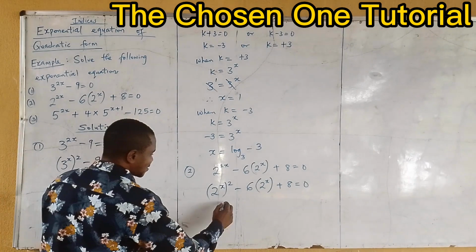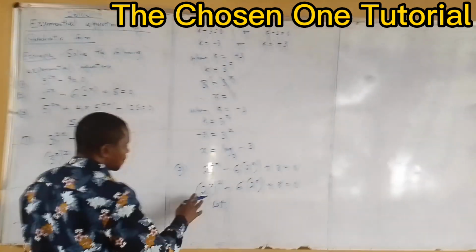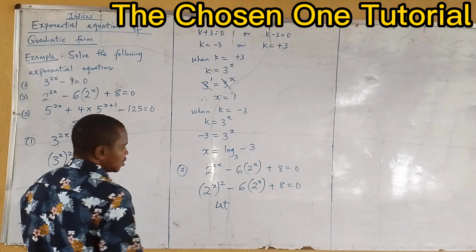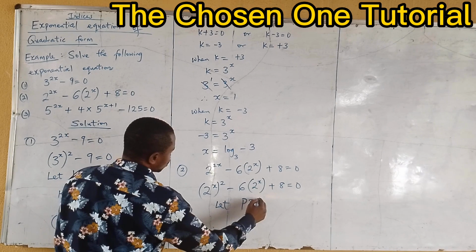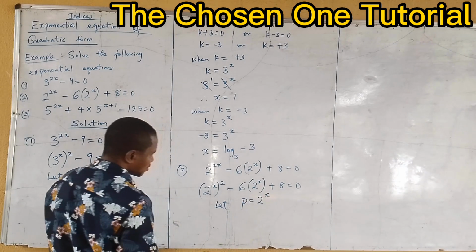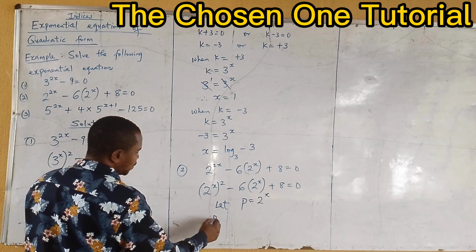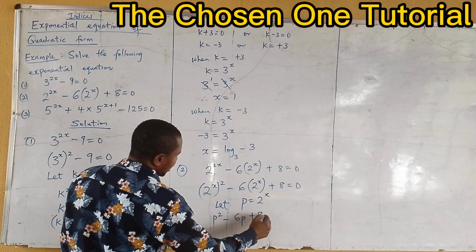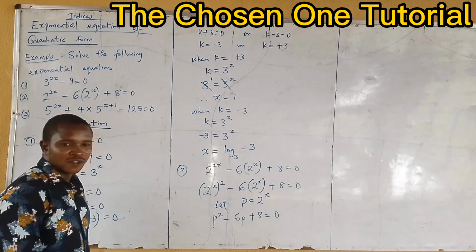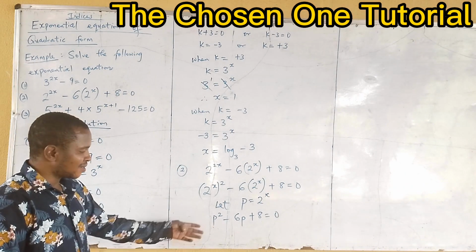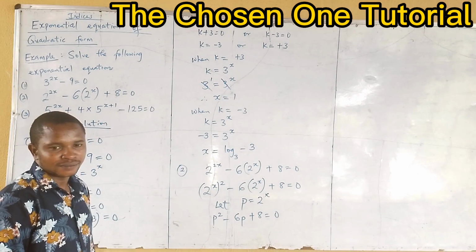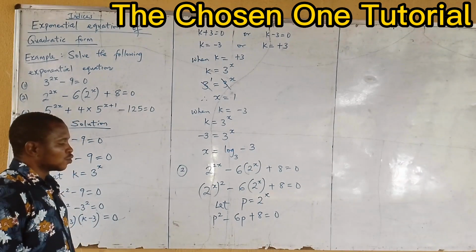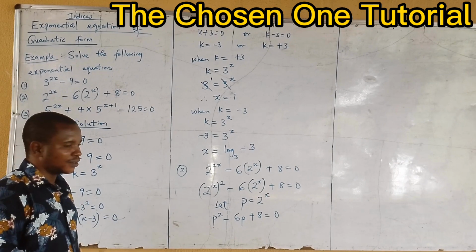So let's use a letter to represent 2 raised to power s here. So let p equal 2 raised to power s. So therefore we are going to have p squared minus 6p plus 8 equal to 0. And don't forget, this is a quadratic equation. So we are going to solve this quadratically.